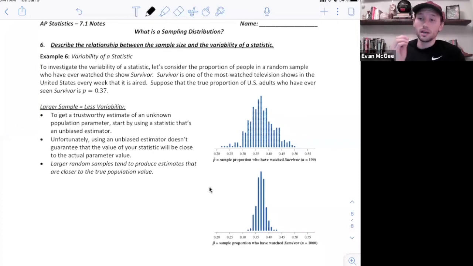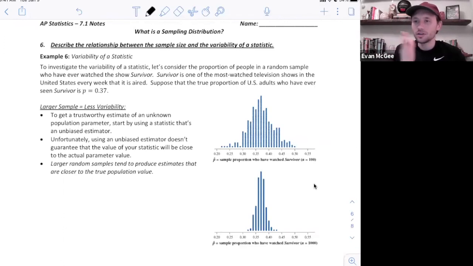So in conclusion, if we want to get a trustworthy estimate of an unknown population parameter, then we should start by using an unbiased estimator. But just because we're using an unbiased estimator doesn't guarantee that the value of our statistic will be close to the actual parameter. For instance, based off of this sampling distribution, we got a range from 50% in a sample all the way down to 22%. There's a lot of sampling variability because we have a small sample size, but when we increase our sample, we get more information, so we can be more precise.